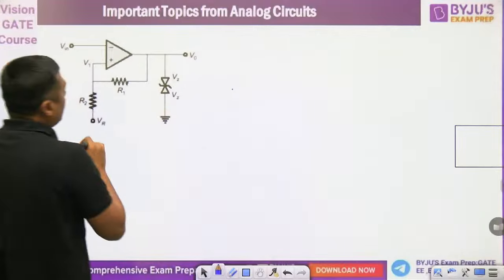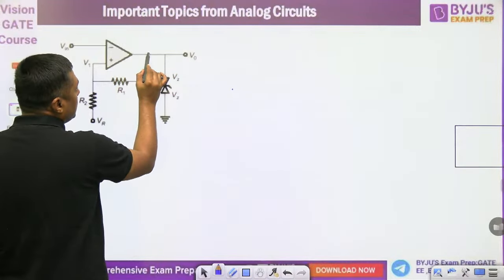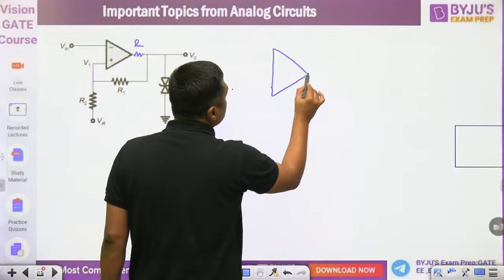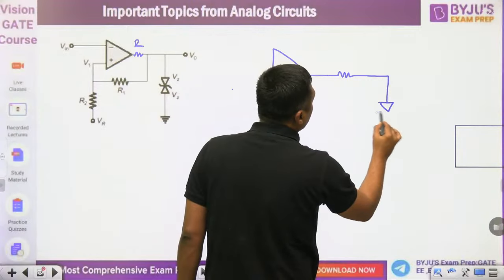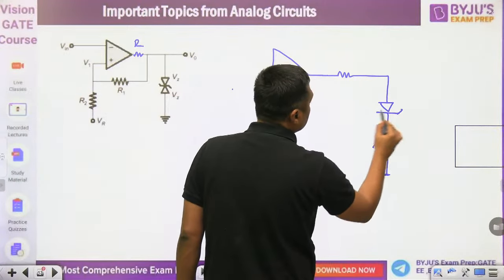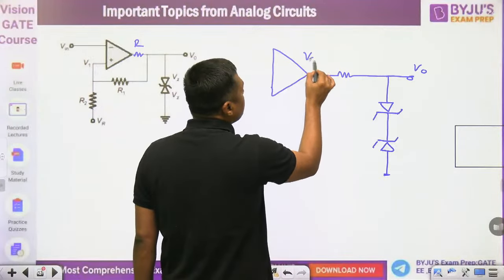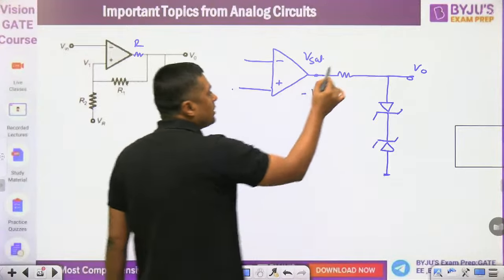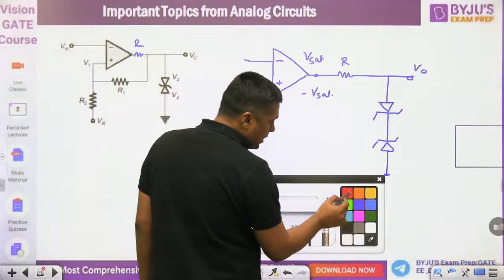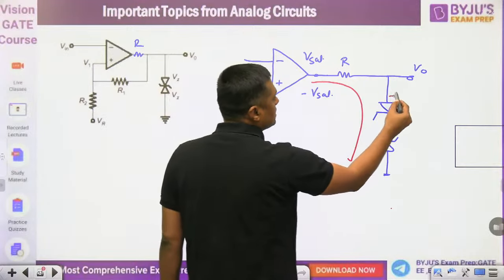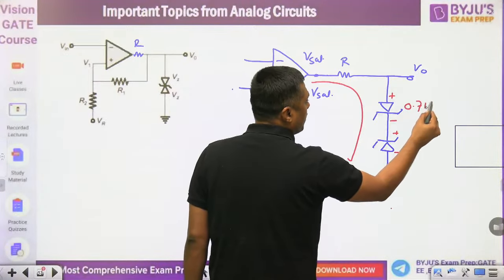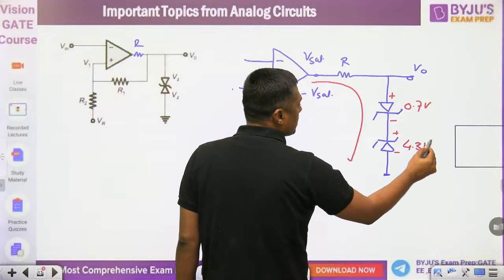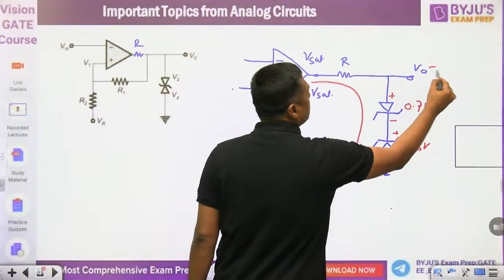Watch this. In this diagram, no doubt the Zener diode is connected here, but a resistance is also connected, right? With the operational amplifier like this, here we are connecting the Zener diode. Here we have plus Vset or minus Vset according to the position of the positive and negative terminals. When it is plus Vset, the current will flow like this. This is forward biased, so it has a drop of 0.7 volt, and that one is reverse biased, in breakdown. Suppose it has 4.3 volt as the breakdown voltage. 0.7 volt plus 4.3, so the output is limited to 5 volt.